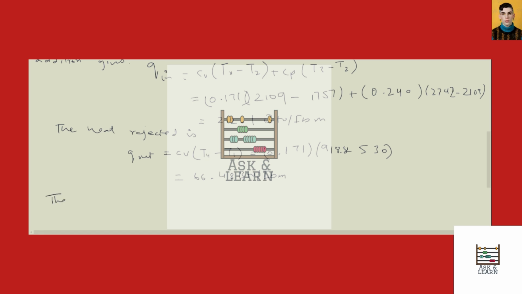Then thermal efficiency will be equal to 1 minus Qout over Qin. That is 1 minus 66.48 divided by 212.1, which is 0.687, that is 68.7%. So this is our answer.